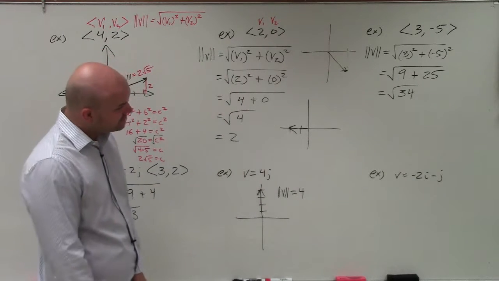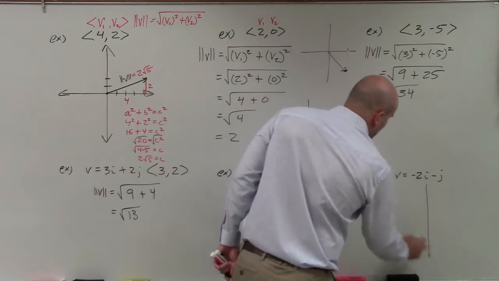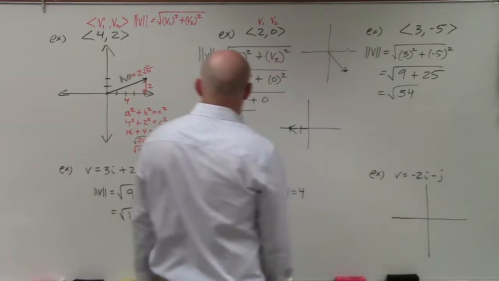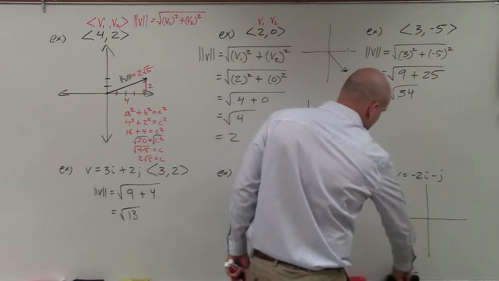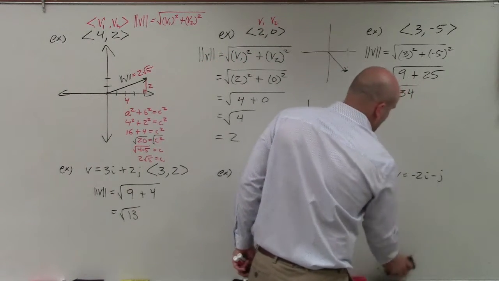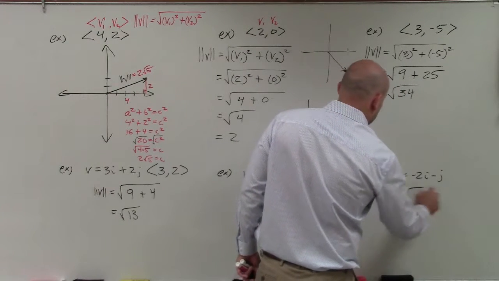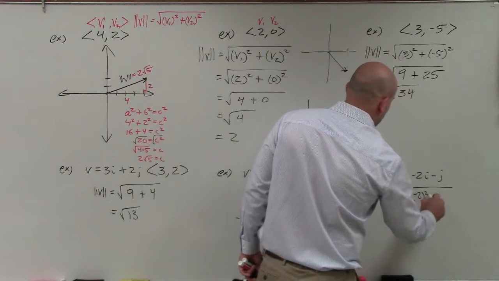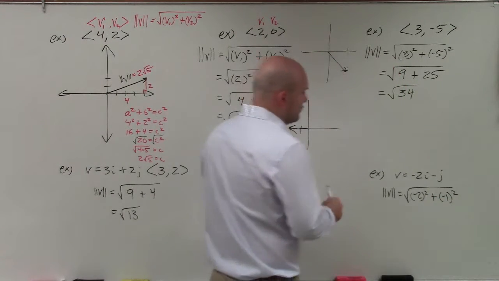And lastly, over here we have 2 negatives. So let's see here. 2 negatives, so actually I don't need to sketch it. We already sketched it last video. So I'll just do the magnitude of v is equal to negative 2 squared plus negative 1 squared. Remember, there's that negative 1 that's in front.